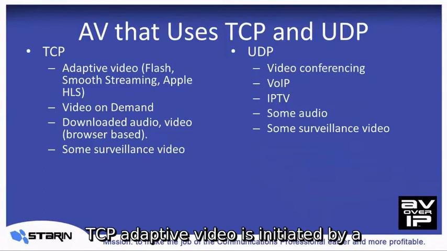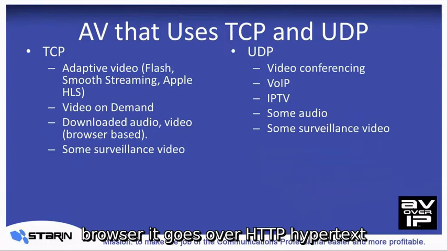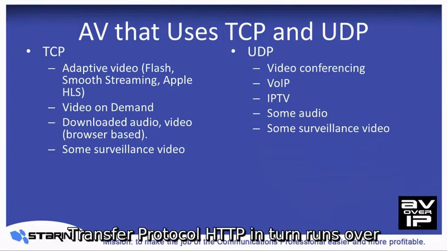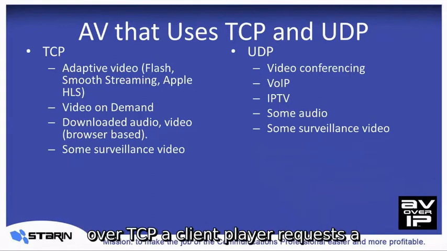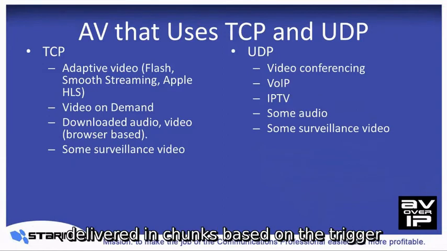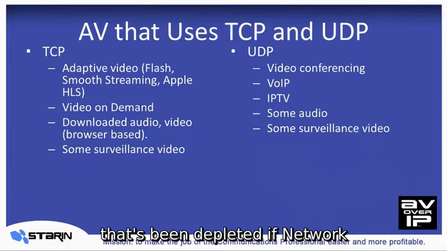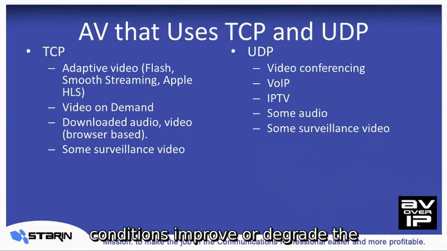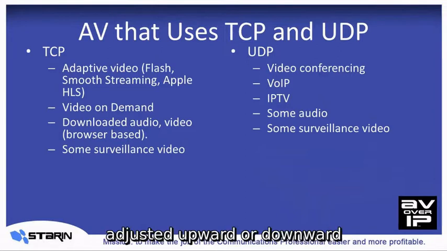Adaptive video is initiated by a browser, and because it is initiated by a browser, it runs over HTTP, Hypertext Transfer Protocol. HTTP, in turn, runs over TCP. So adaptive video is always running over TCP. A client player requests a video using HTTP/TCP. The video is delivered in chunks based on a trigger set by the amount of playout buffer that's been depleted. If network conditions improve or degrade, the quality of the chunk requested is adjusted upward or downward.